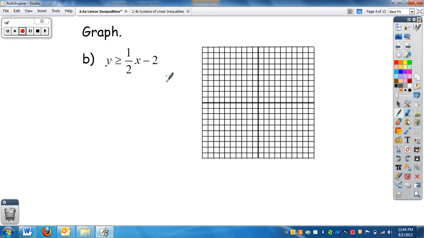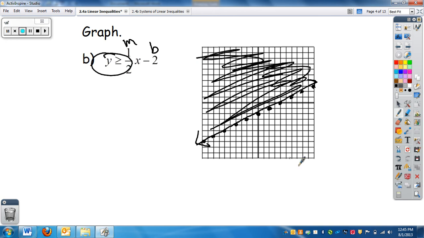So let's do one more. So we have negative 2 as our starting point. That's your b. Your slope is 1/2 because it's next to x. Alright, so then I look at my symbol. It is equal to. That tells me my line is solid. And y is greater, so I'm going to shade above the line, which is this side. This side would be below.